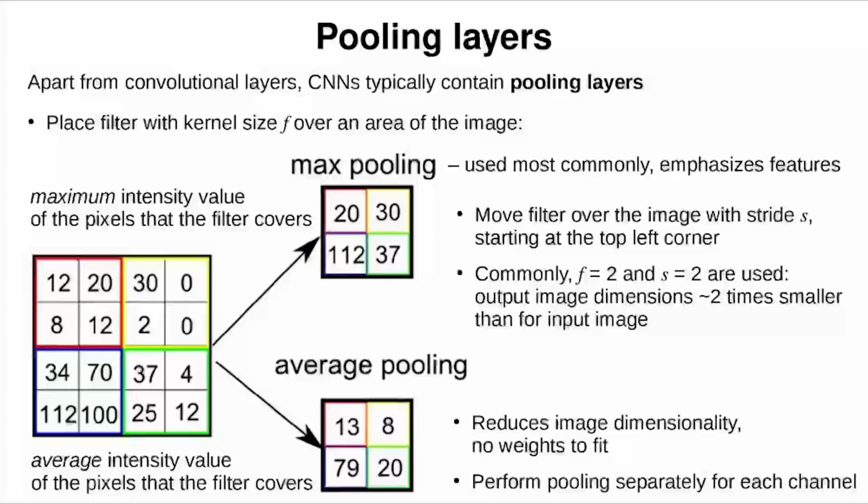The purpose of pooling layers is to reduce the image dimensionality as we pass data through a convolutional neural network. Commonly, a kernel size of 2 and a stride of 2 are used in pooling layers, so that the output image dimensions for them are approximately 2 times smaller than the input image dimensions. Because all a pooling layer does is select the maximum or calculate the average over the intensities of a few pixels, there are no weights to fit for pooling layers.